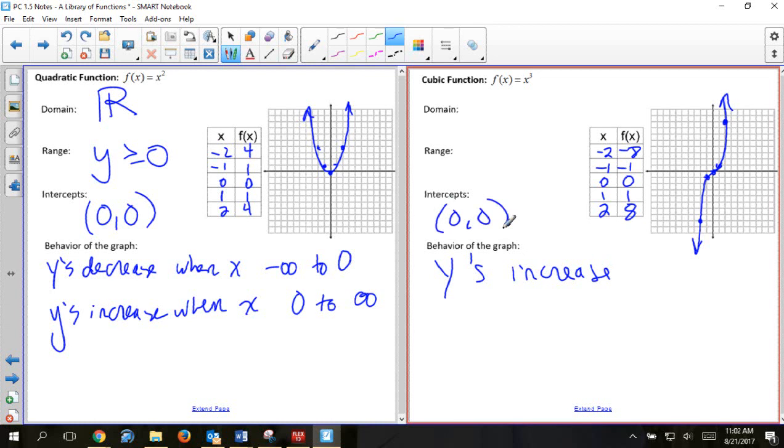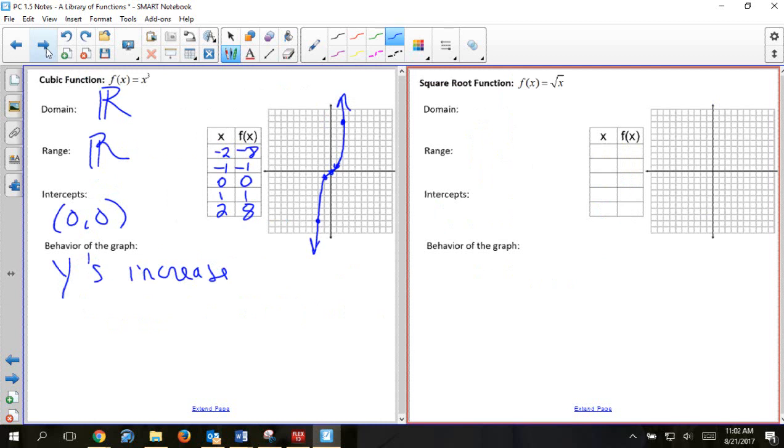Domain, left to right. How far does it go to the left and to the right? Do you know? What numbers am I allowed to plug into x and cube? All of them. You're allowed to cube anything. There's no restrictions. So all real numbers. And then range, bottom to top. How far down does it go? How far up does it go? All real numbers. Good.